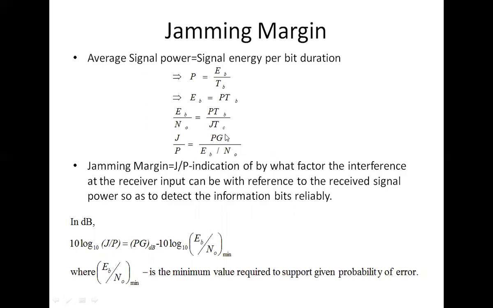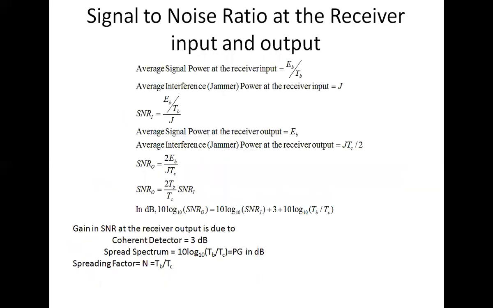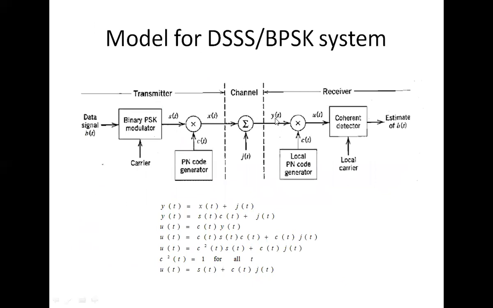PG divided by EB by N0. And this J by P is called the jamming margin. So what exactly is this? It's an indication of by what factor the interference at the receiver input can be with reference to the received signal power. That means how bad the receiver input can be compared to the original signal that is transmitted.